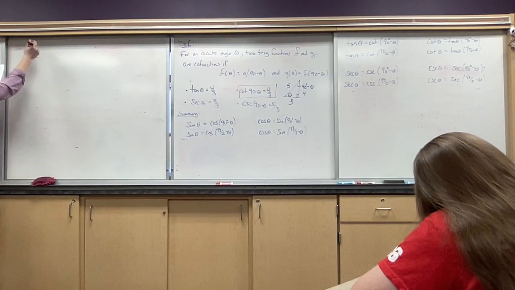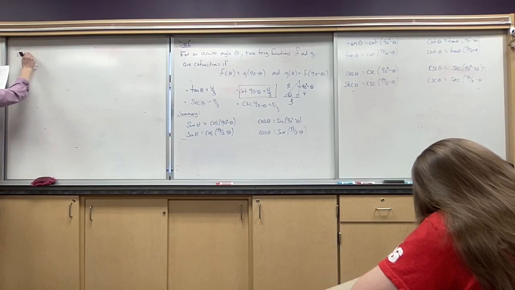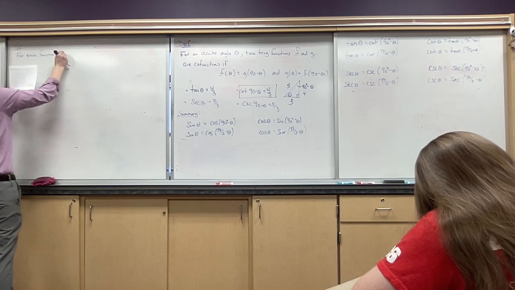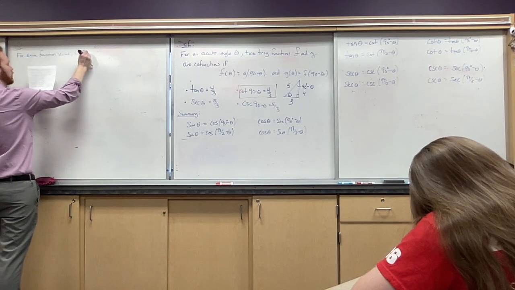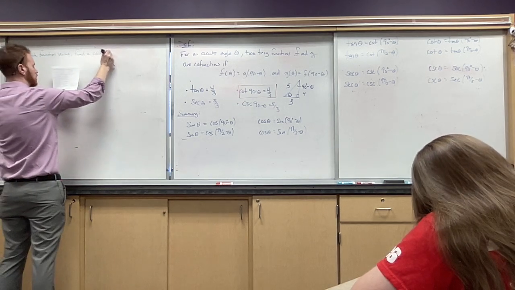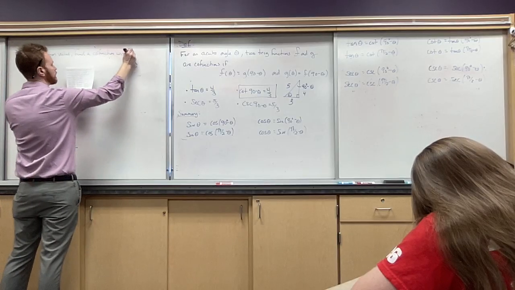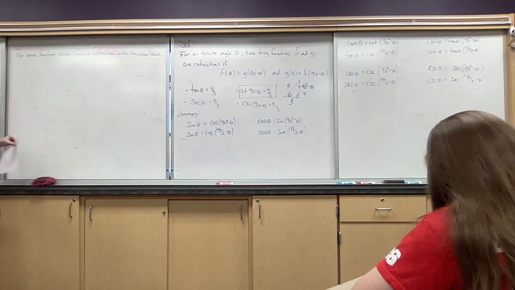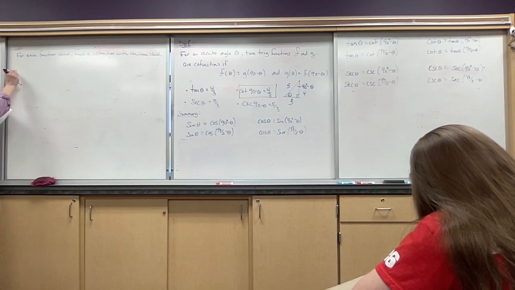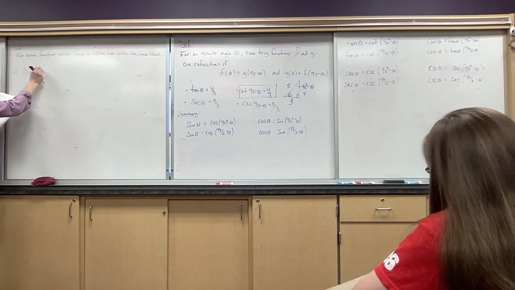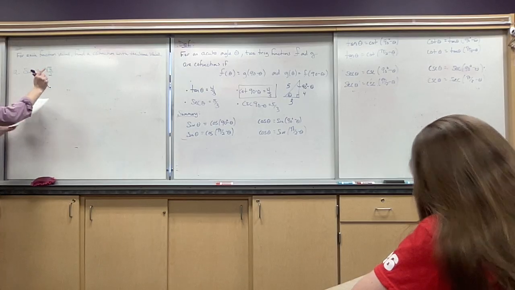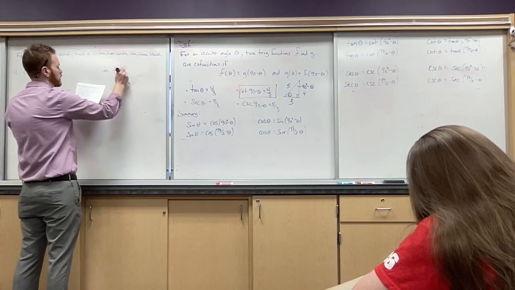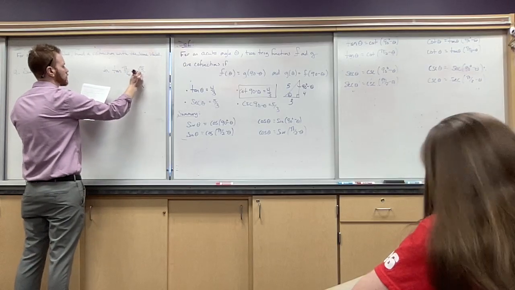So let's go ahead and use them. Let's try an example out. For each function, find a cofunction with the same value. So sine of 60 degrees equals square root 3 over 2. That's one of our special angles we talked about in the last lesson. And then tangent of pi over 6 equals square root 3 over 3.